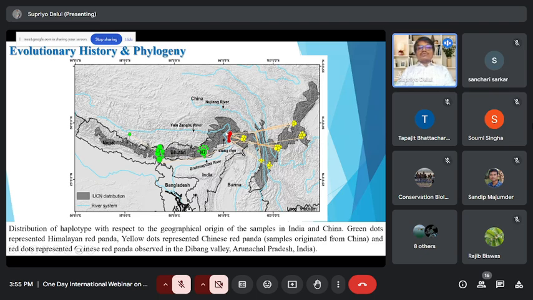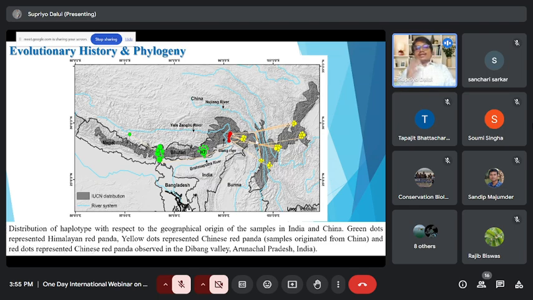As we may know of this river, it originates from Tibet and it flows from China, then to Arunachal Pradesh, and then it enters Assam as the Brahmaputra River. So I have collected samples from both sides of the river in Arunachal Pradesh, in Sikkim, and in the eastern Arunachal Pradesh, I have collected samples from Dibang. And then we have the NCBI database from where I have also gathered sequences of red panda from earlier studies.